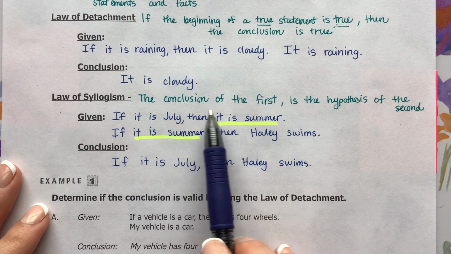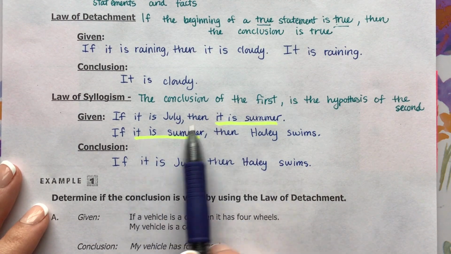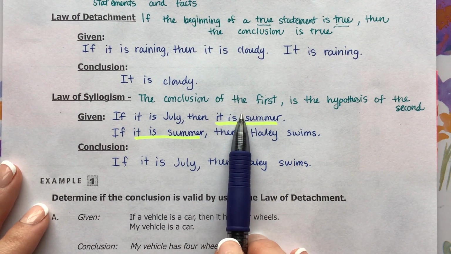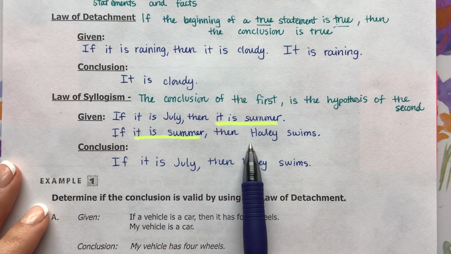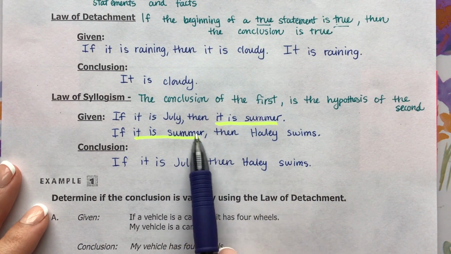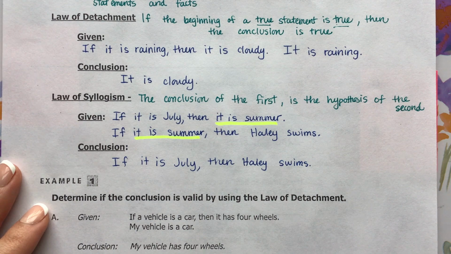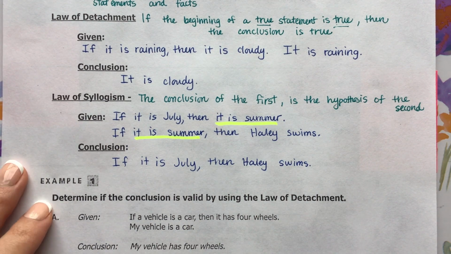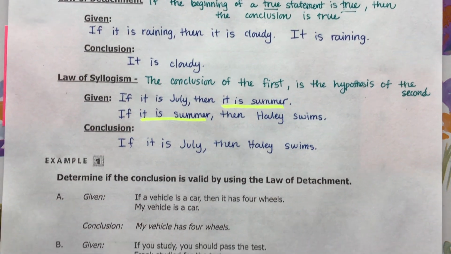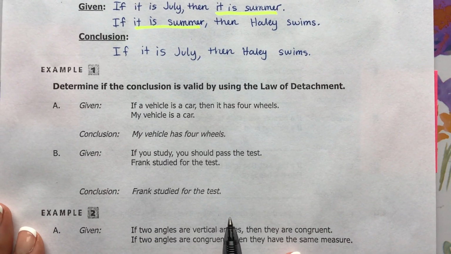So here, instead of using the "if it is summer" kind of middle step, we can go straight from "if it is July, then Haley swims," because the "it is summer" is consistent in both of those conditionals. Okay, now that we have these definitions, let's look at a couple examples.